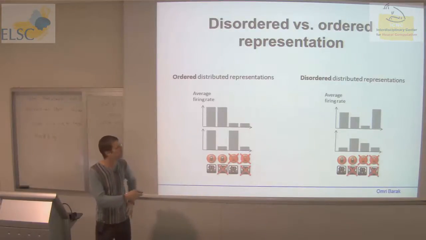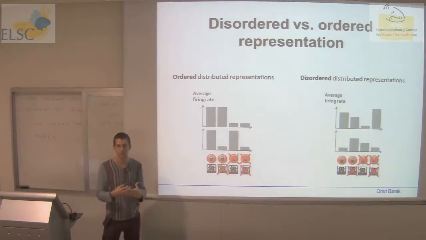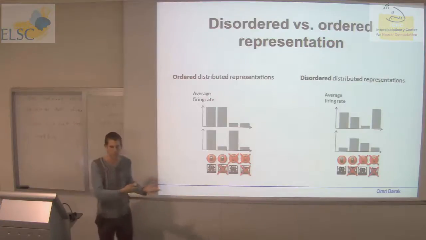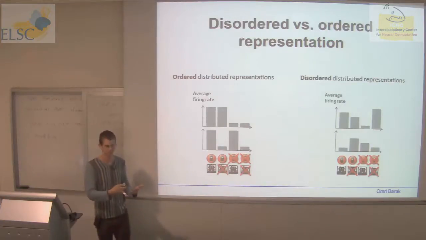Another option is a disordered representation, where each neuron mixes the two information sources, and again, if I consider both firing rates together, I can fully tell which of the four conditions I'm in. So now I would like to ask which one is the one we find in the brain, and whether there are some advantages to one of them.